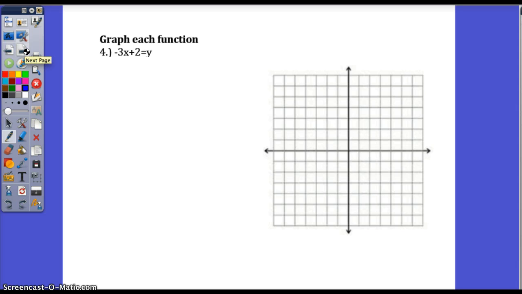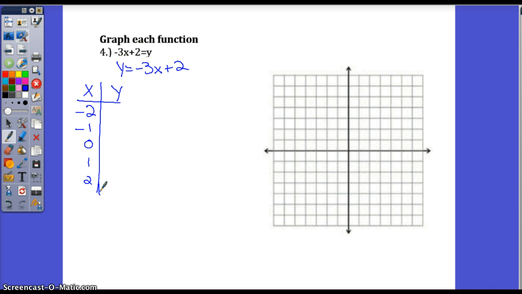First of all, for number 4, we have negative 3x plus 2 equals y. I'm just going to flip it around so we have y equals negative 3x plus 2. Then I'm going to pick my values for my x, y table, and again, 2 negatives, 0, and 2 positives. I usually pick negative 2, negative 1, 0, 1, and 2. This isn't a domain. You could pick negative 5, negative 6, whatever you want.